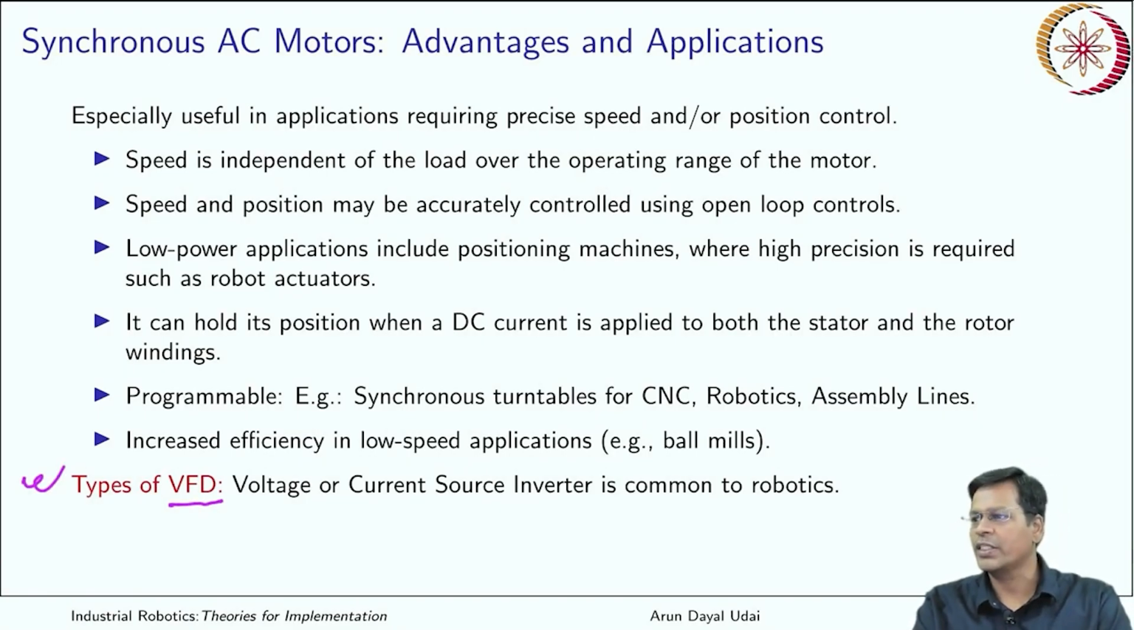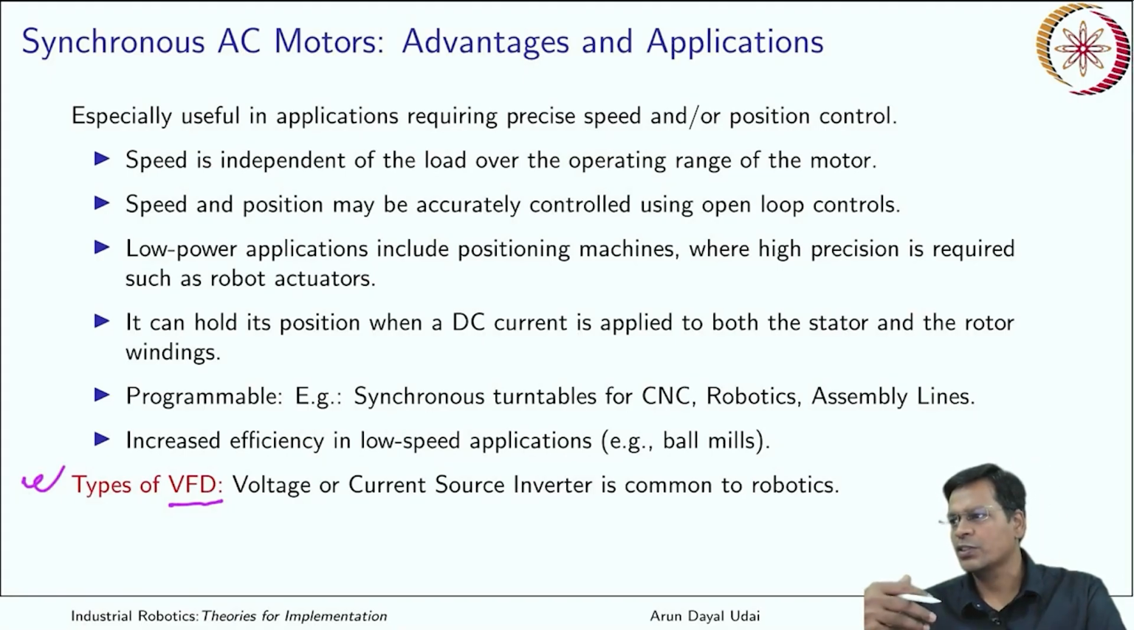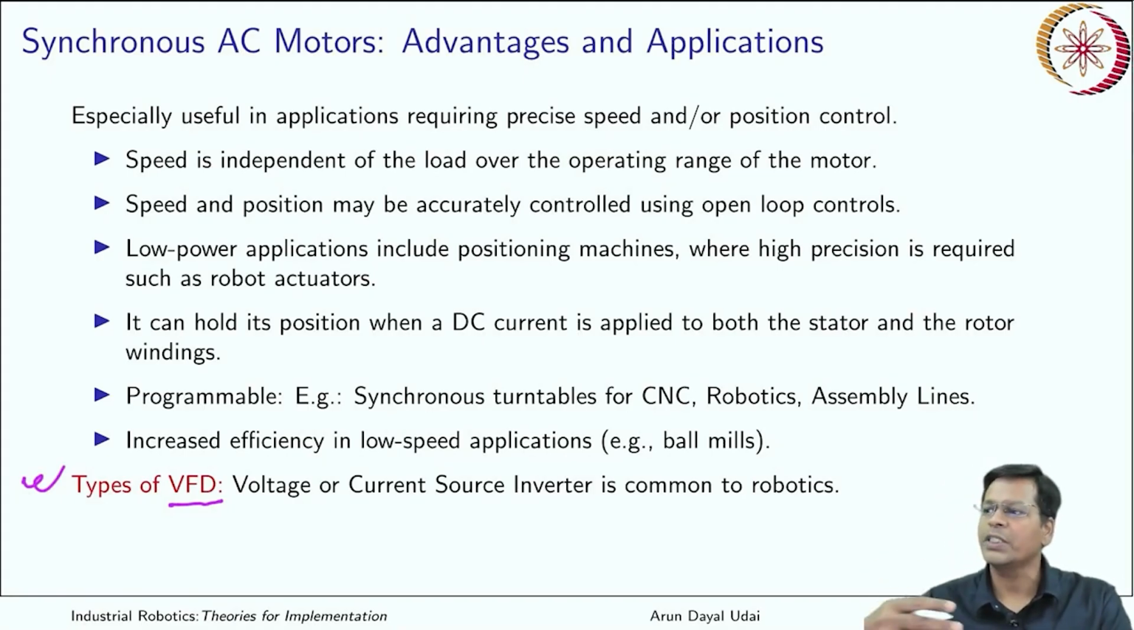Okay, it is of various types. It can be a voltage controlled, voltage source inverter, or it can also be a current source inverter. If you want to control the torque, you have to use current based. Otherwise, for speed control, voltage one is quite commonly used. So that is commonly used in robotics, both the kinds.